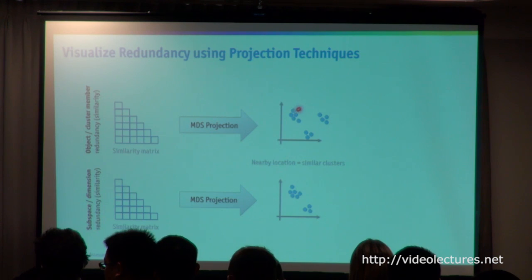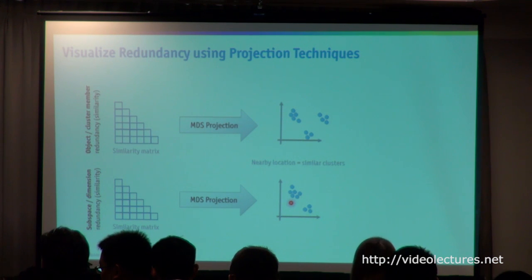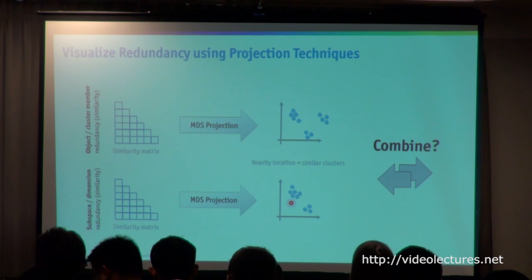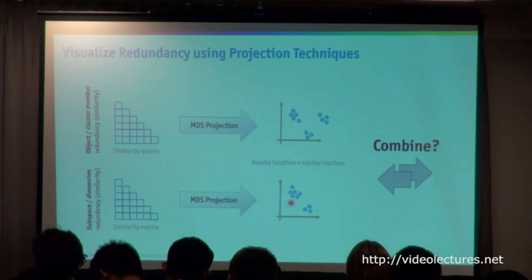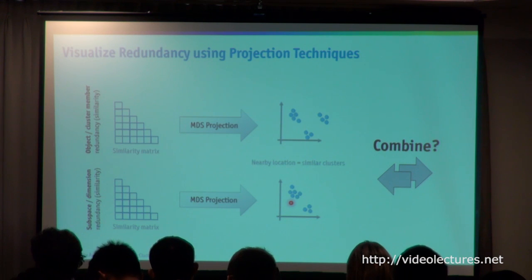So we can see here that we have quite a few clusters which are similar based on the object similarity over here, and quite a few which are similar based on the subspace information. The question is, how can we combine these two pieces of information, as clusters are only truly redundant if they are similar in their object information and in their subspace information.